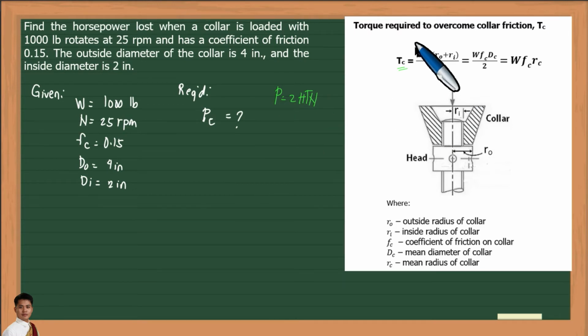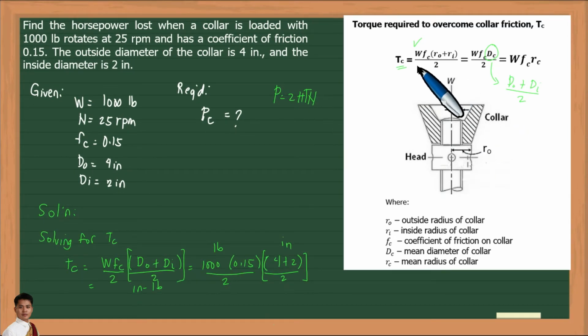So, weight given, friction, F sub C, yun yung 0.15, and then R sub O, saka R sub I, or yung D sub C. So, masasolve natin yung mga yan based dito sa D sub O saka D sub I na given. Okay, so it's up to us kung paano natin isasolve yung torque based dito. So, yung D sub O saka D sub I kasi, pwede natin gamitin dito. Okay, so D sub C. Kunin lang natin yung mean ng dalawang to, yun na yung D sub C. So, solution. So, let us solve first for the torque.